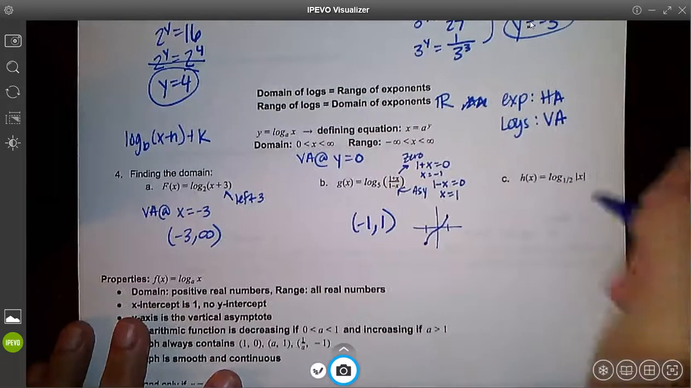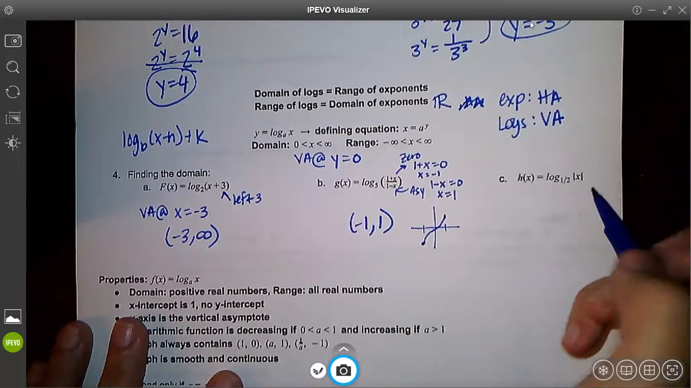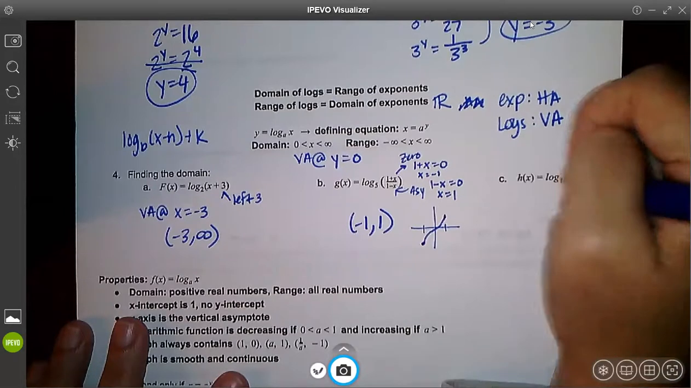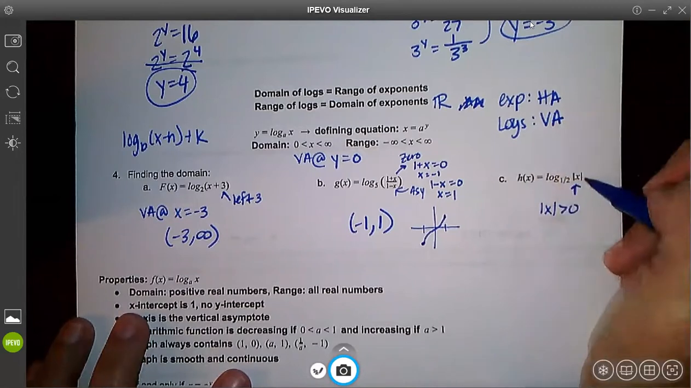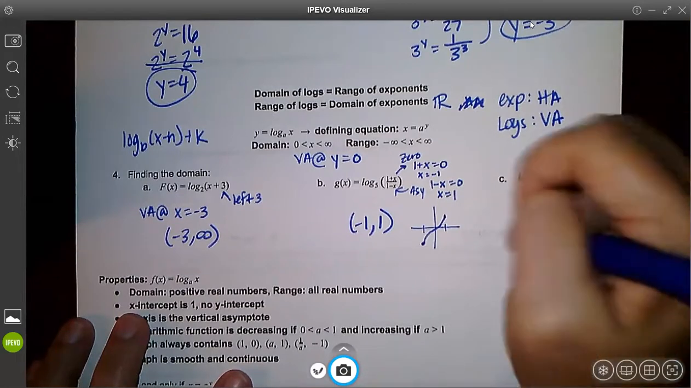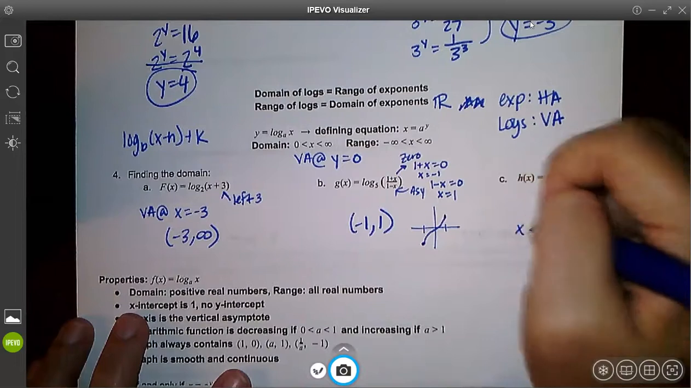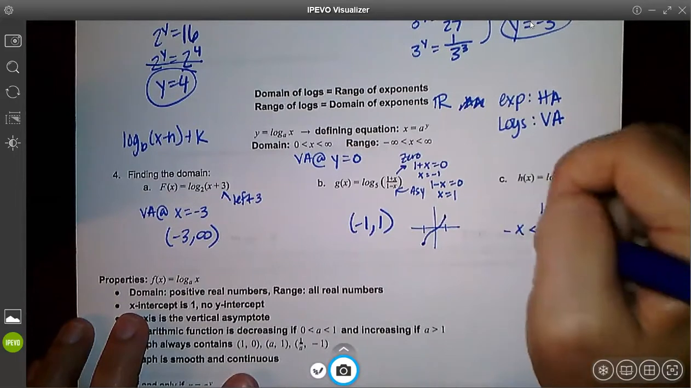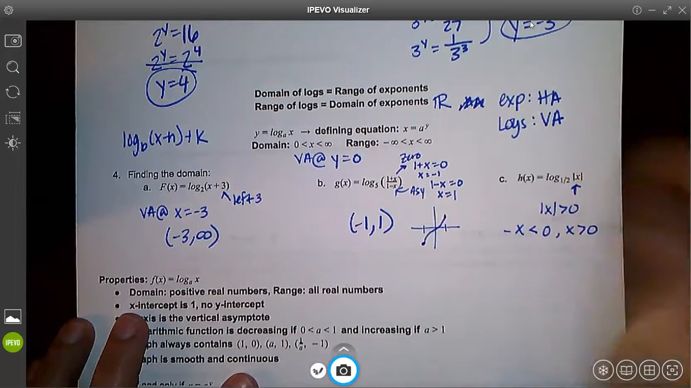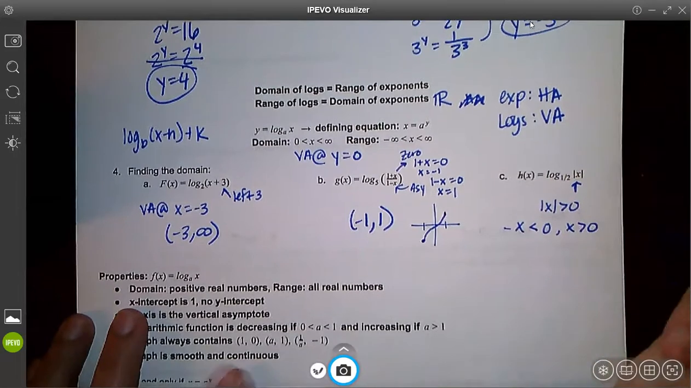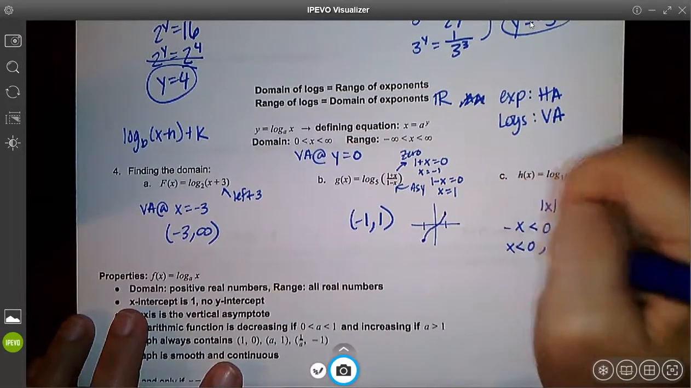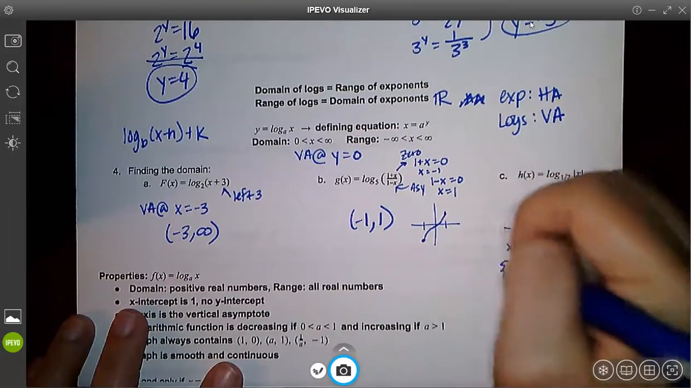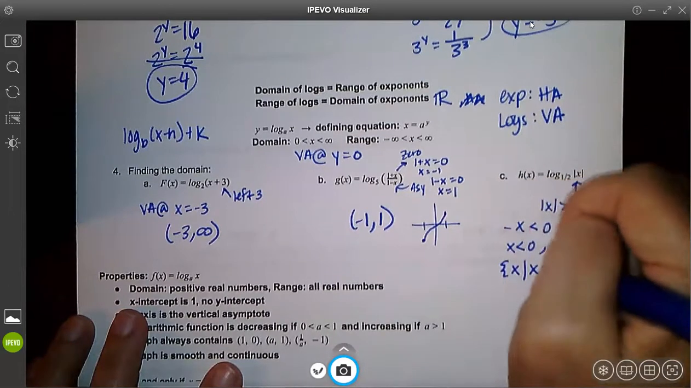Okay, here we have the absolute value, so we want that to be greater than 0 because this cannot be equal to 0. So we get -x is less than 0, and x is greater than 0. That means x is going to be less than or greater than 0, but not equal to 0. So we get x such that x is not equal to 0.